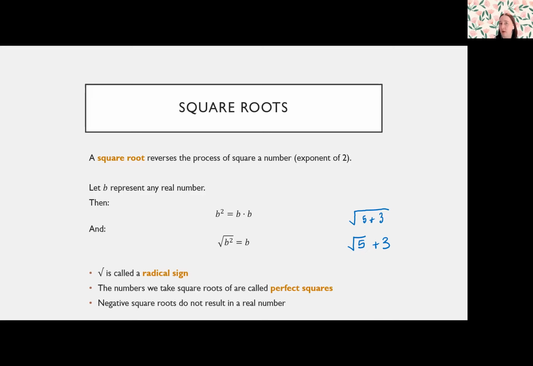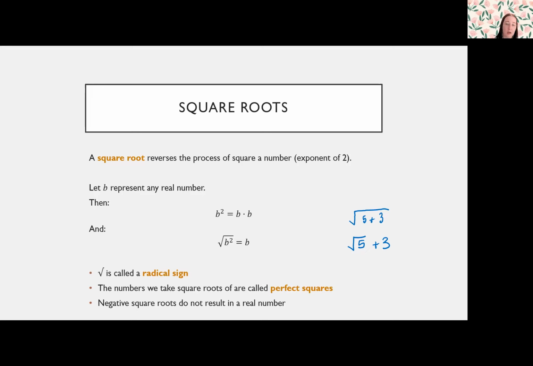The ones that we do take the square root of that give us a whole number are called perfect squares. And the one thing to know is that if you try to take a square root of a negative number, you're going to get an error on your calculator, because your result is not a real number.